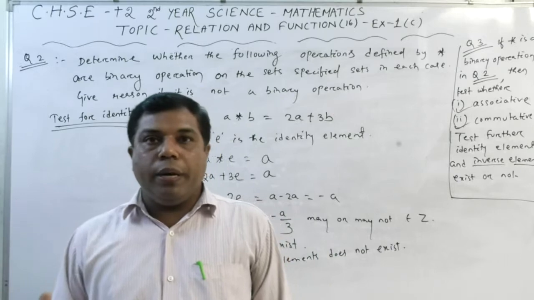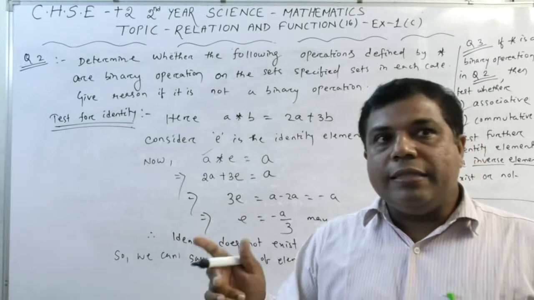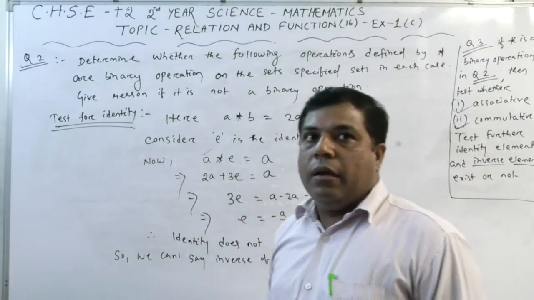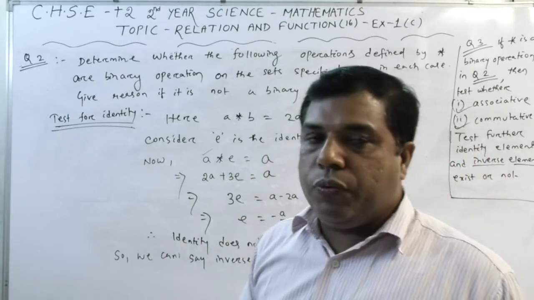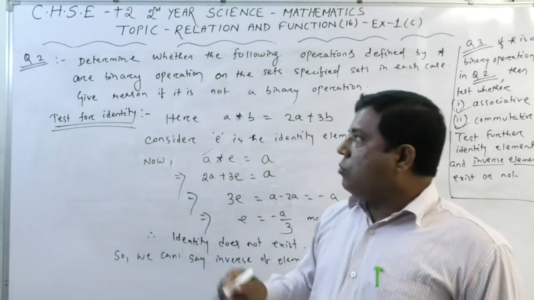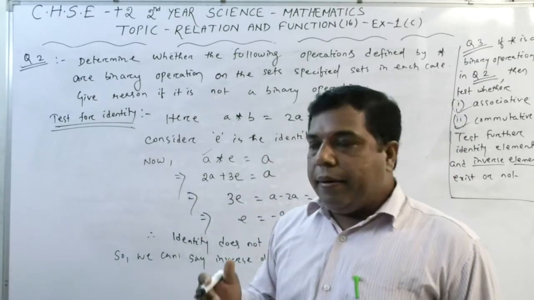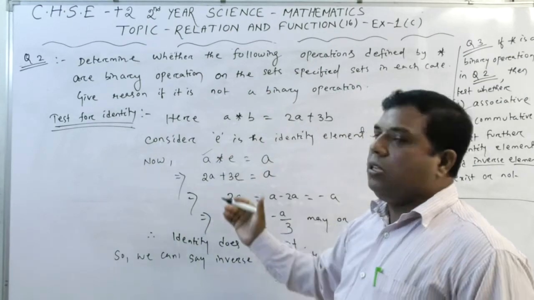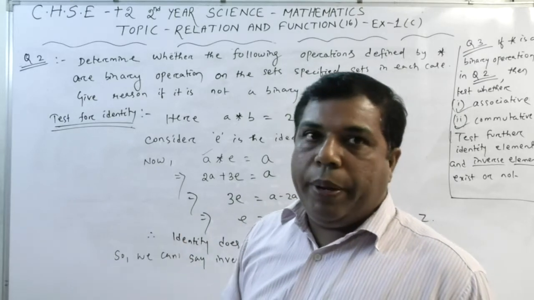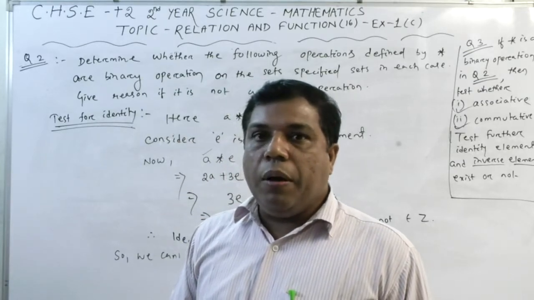So this is the way for solving or to test whether an operation is binary or not, and if it is a binary operation, then whether it is commutative or not, associative or not, whether it satisfies the identity element, or what the identity element is, that we have to verify, and whether inverse of elements exists or not. In this way we will check whether the elements satisfy the various laws or not.